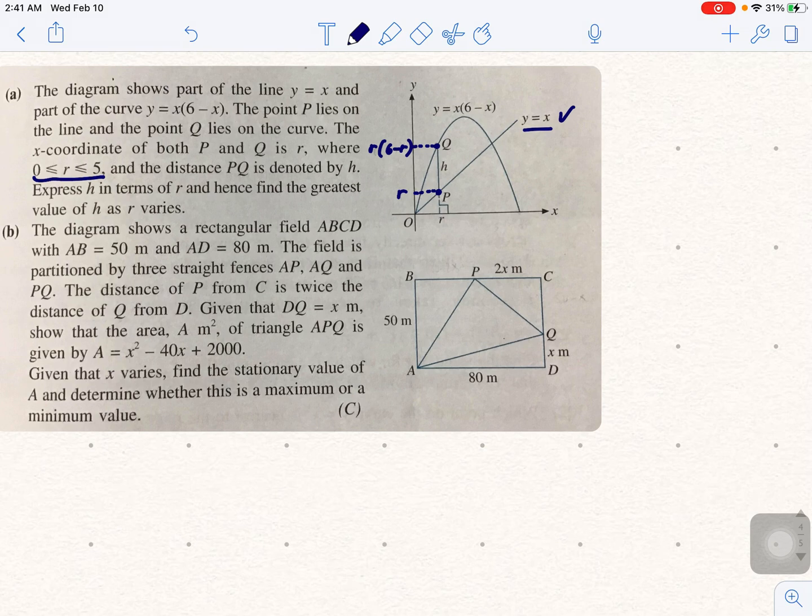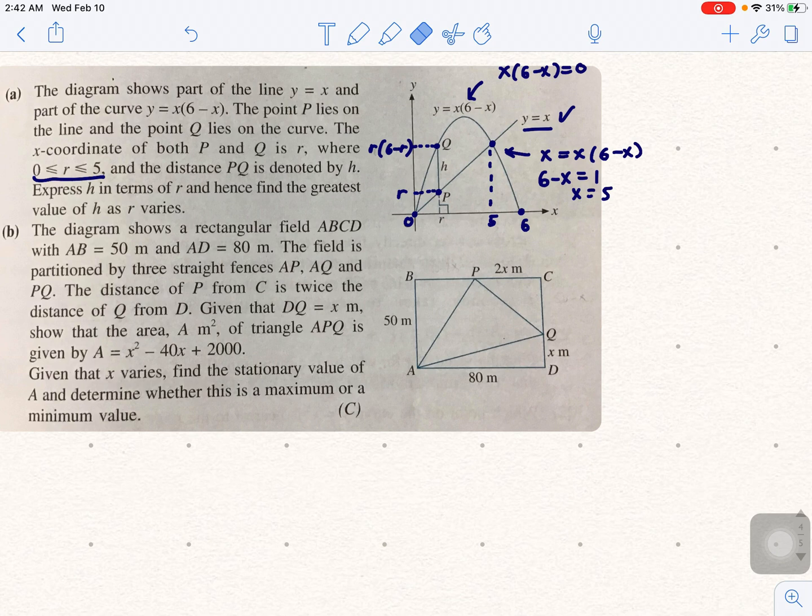Why does r have to be between 0 and 5? Simply because, you see, what is this intersection point? We know that this is definitely going to be 6, and of course its origin here. If you equate that to 0, you will get 0 and 6. And then to find this, you take the line and equate it to the quadratic curve. So that's how I'm getting the 5. So this value is 5. They are saying r can range from 0 to 5, and that makes a lot of sense.